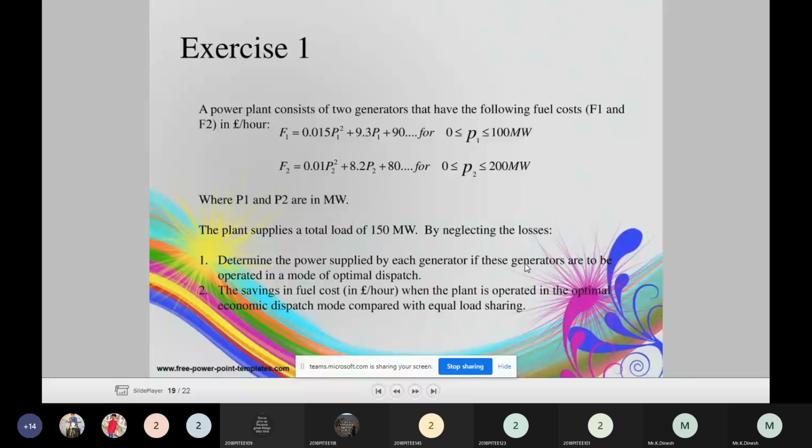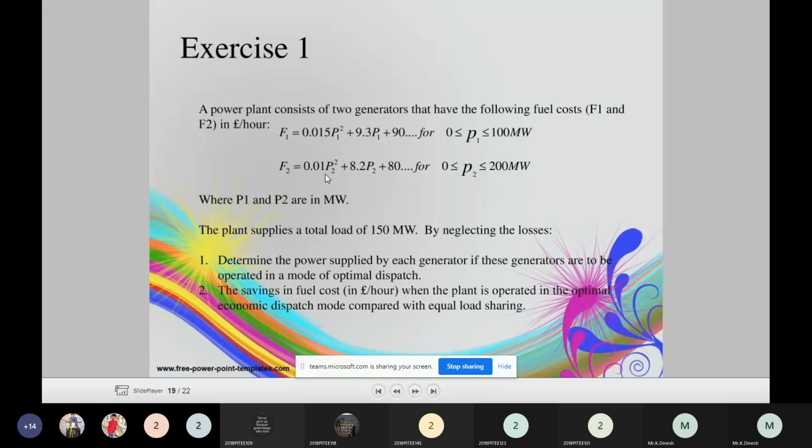If these generators are operated in the mode of optimal dispatch, what is the power supplied by each generator, for plant 1 as well as plant 2? And the second determination is the savings in fuel cost in shillings per hour when the plant is operated in the optimal economic dispatch mode compared with equal load sharing. So that is the first exercise you have.